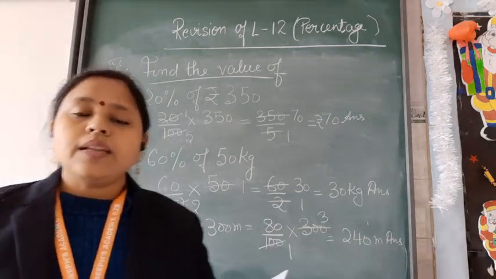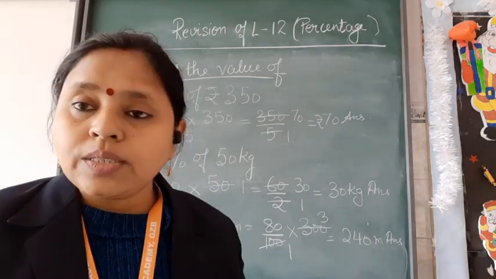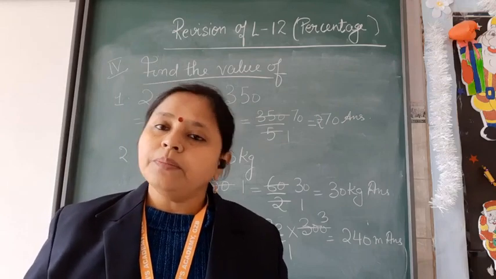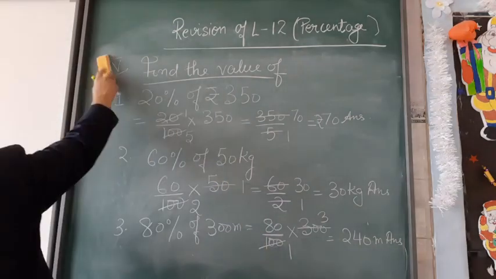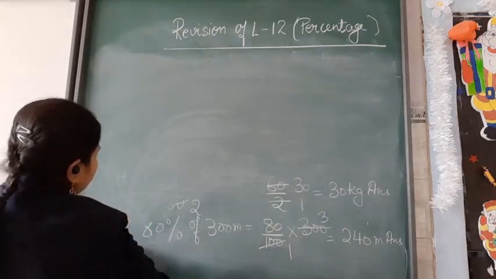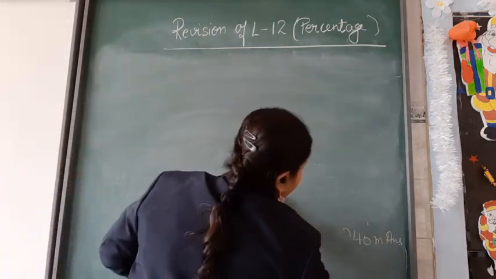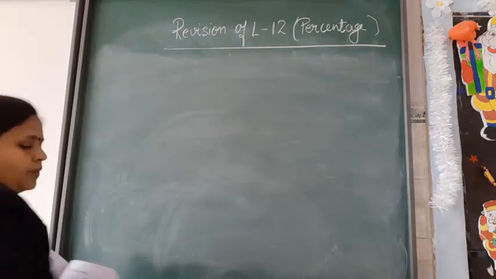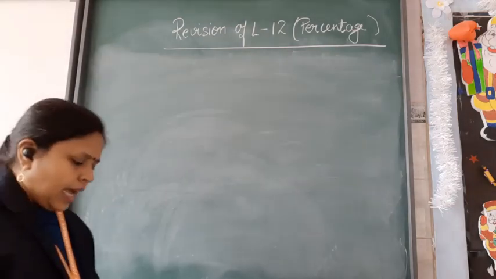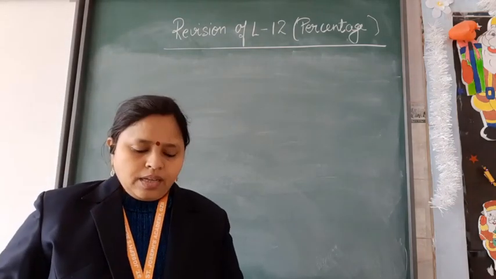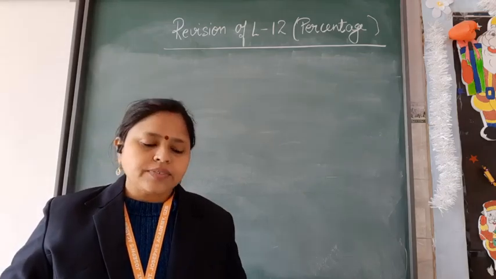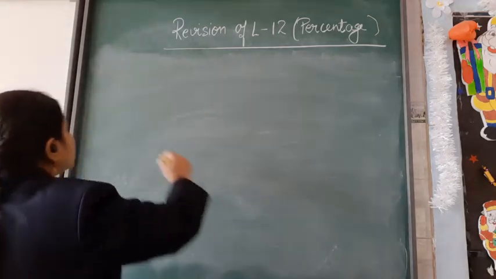So now children, let's do one or two questions on word sums related to percentage. So let us see what are those word sums. The first word sum that I am going to solve is, my question is that Seema spent 90% of rupees 560 on a dress. So what is the question?